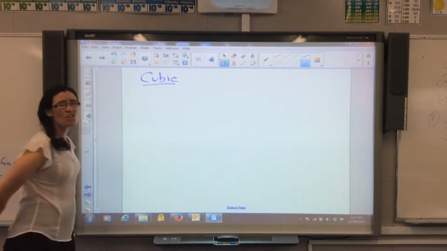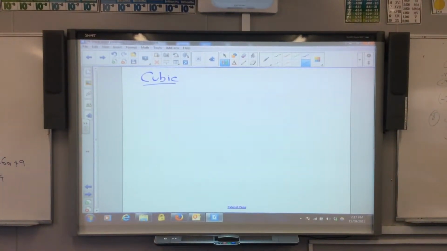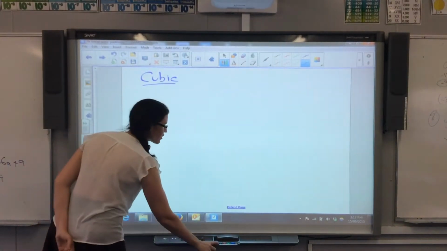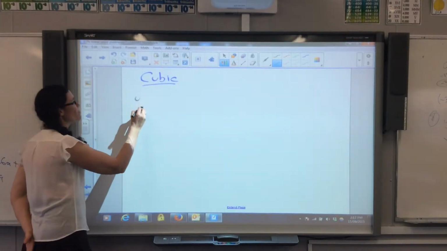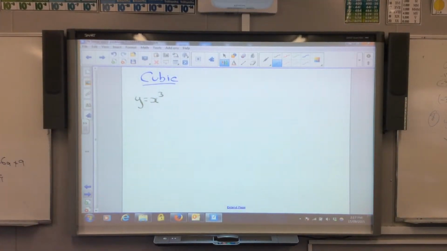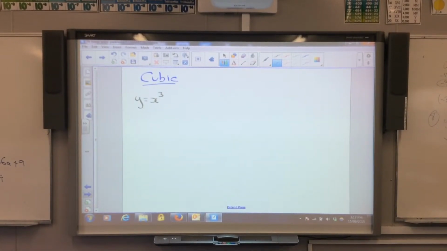Okay, our next non-linear graph. Our next one is a cubic. Now, a cubic is an equation with a cube in it. So our most basic equation will be y equals x cubed. I want you to draw another table of values from -3 to 3. See if you can work out the shape before I get it on the board. Okay?